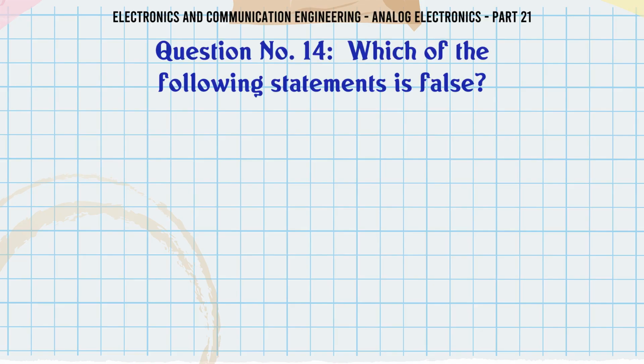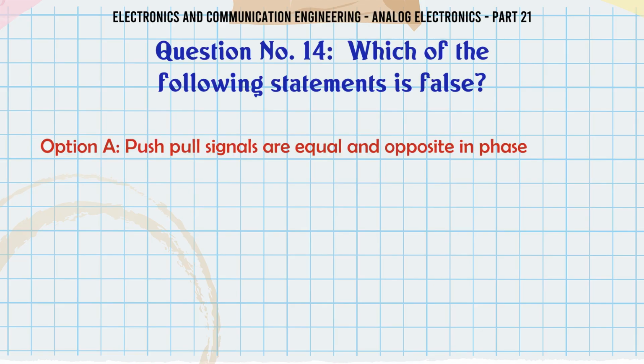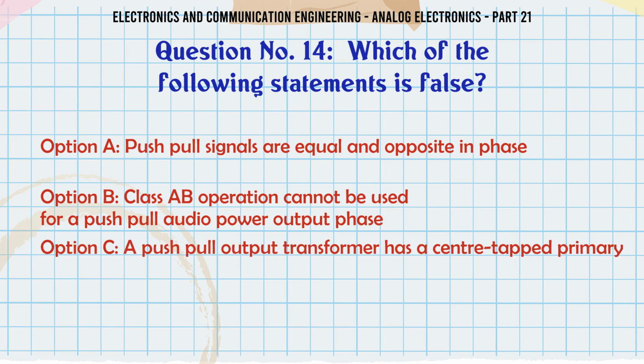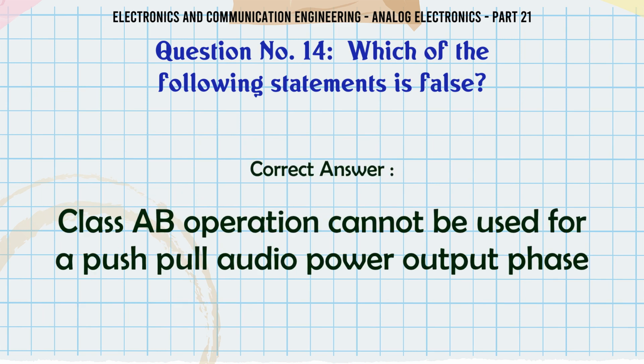Which of the following statements is false? A. Push-pull signals are equal and opposite in phase. B. Class AB operation cannot be used for a push-pull audio power output phase. C. A push-pull output transformer has a center-tapped primary. D. All of the above. The correct answer is Class AB operation cannot be used for a push-pull audio power output phase.